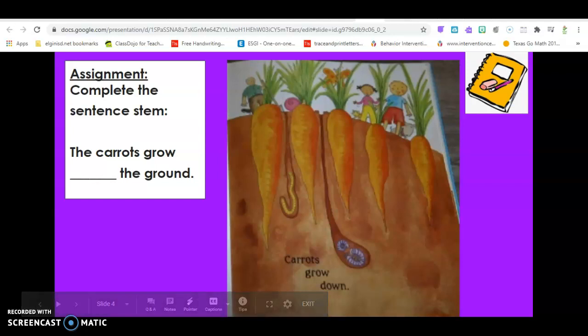I hope that you remember what the carrots did because that's what we're going to write about today. We have a sentence stem that says the carrots grow blank the ground. So how did the carrots grow in the story? How are they growing? Where are they? They are down. They are in the ground growing down.